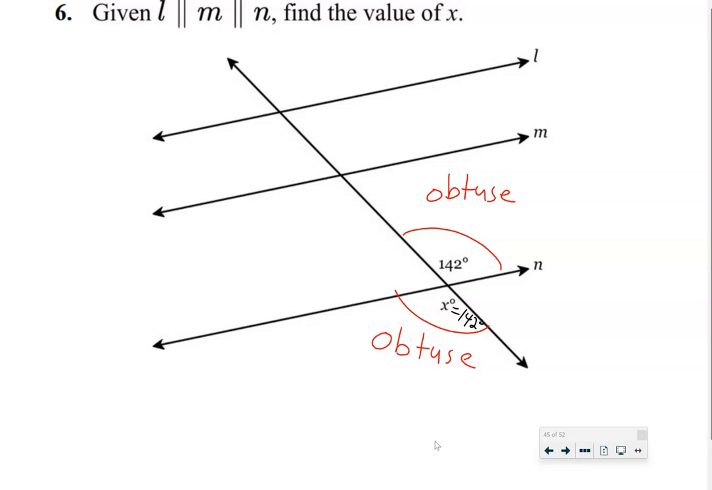Okay, so that's transversals. Remember the rules where they go through a parallel line, try to know the different types of angle pairs, and that's pretty much it.